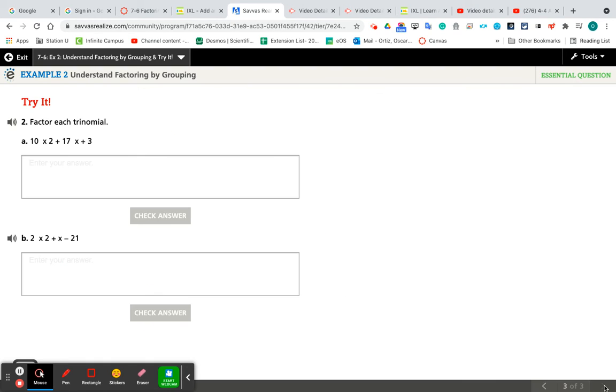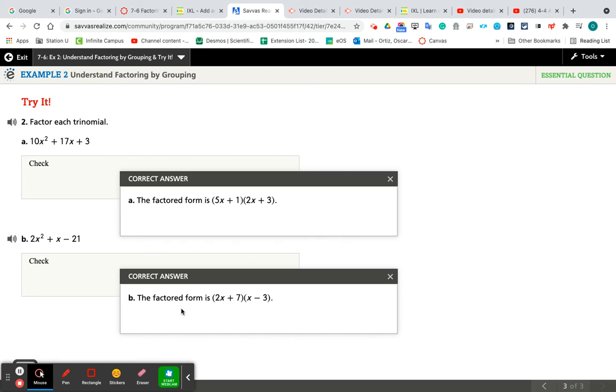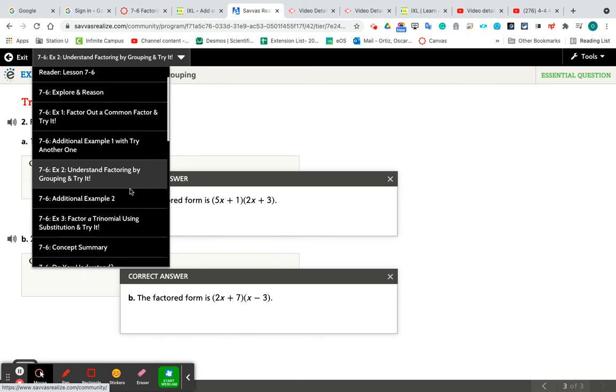So please, with that in mind, try to do these couple of exercises here. Don't forget to check your answer. Pause the video, try the second one, and we will do one more example here.